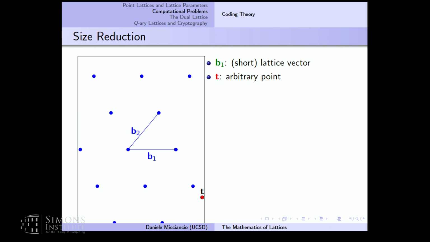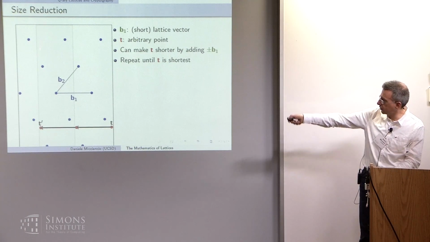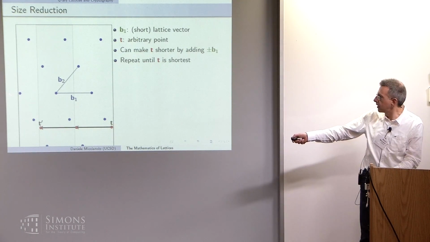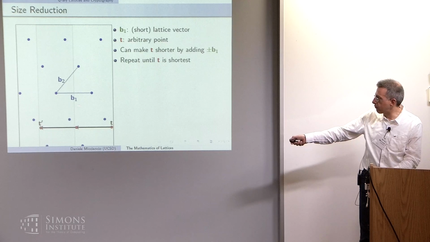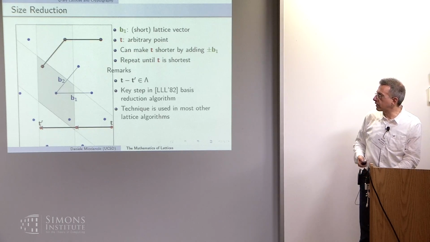You are given two basis vectors, B1 and B2, and then a target point T in space. And the question is, can you make T shorter using B1 and B2? It's easy to see that by subtracting copies of B1, you can always bring T within a sandwich region of space of width equal to the length of B1 centered around the origin. And you can do the same also for B2.